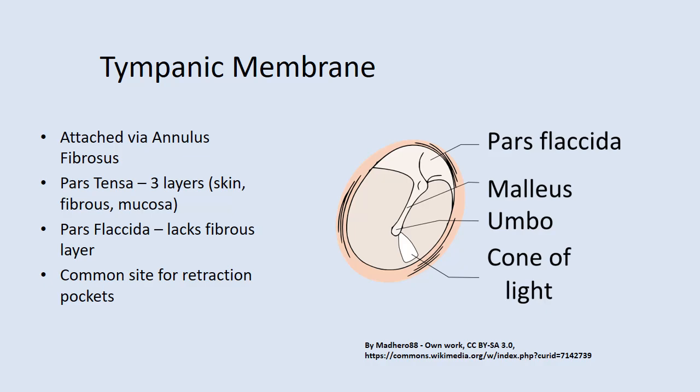The smaller upper part is the pars flaccida. This area lacks the middle fibrous layer, making it more flaccid and importantly a common site for retraction pockets in chronic ear disease.